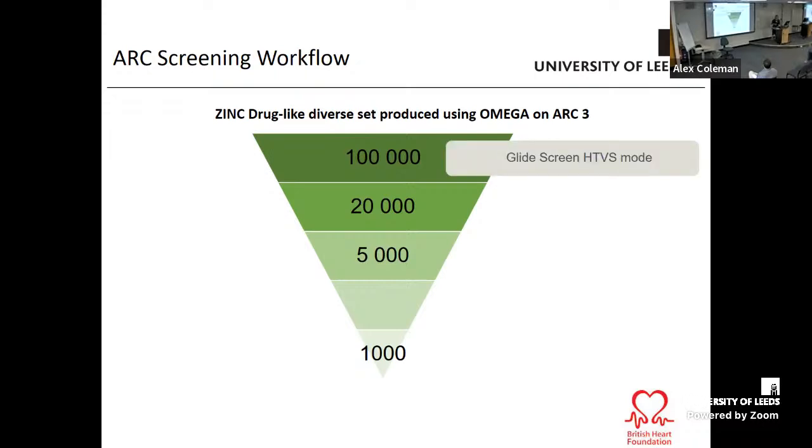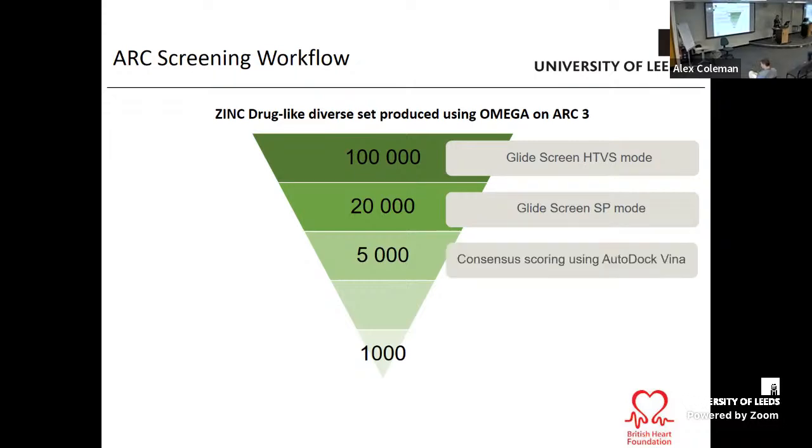So this was screened in a high throughput mode using our Glide software from Schrödinger, and then the top 20,000 best looking molecules were taken forward to screen at a high precision. We did some consensus scoring with a different scoring algorithm, because we know, as I said before, that these algorithms all have their own good and bad points.